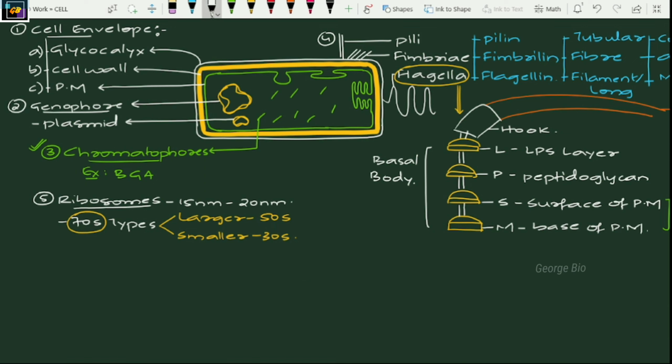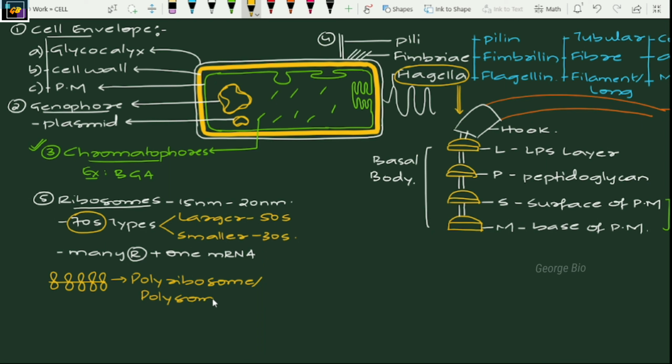Now here, during protein synthesis, they are observed in attachment to mRNA. So many ribosomes are attached to one mRNA, or messenger RNA. And this combination, so here I'm taking the structure like this: one mRNA, many ribosomes. This is called a polyribosome, or polysome, or else it is also called an ergosome.